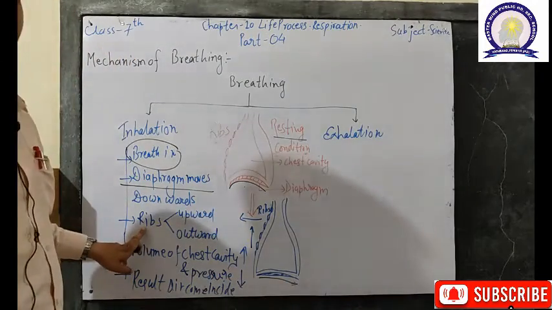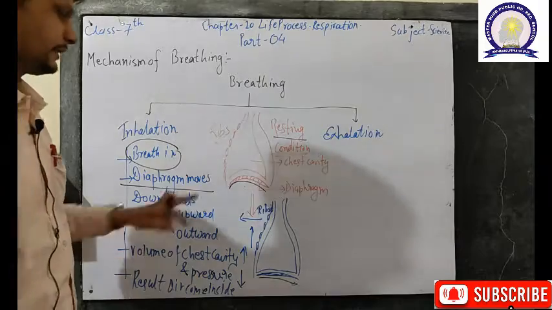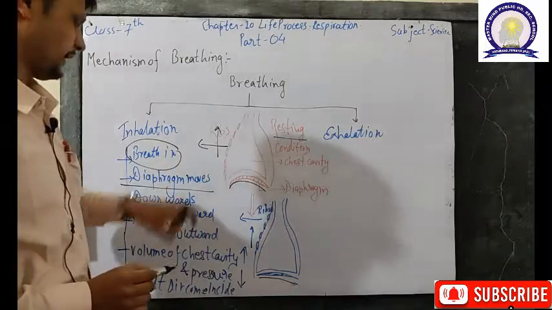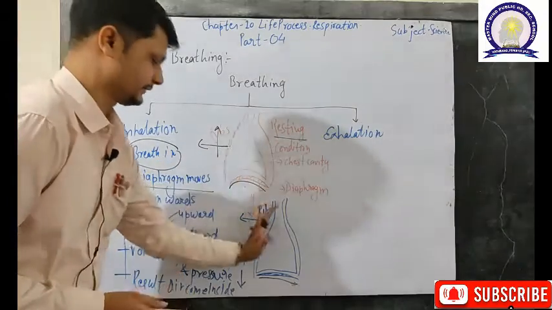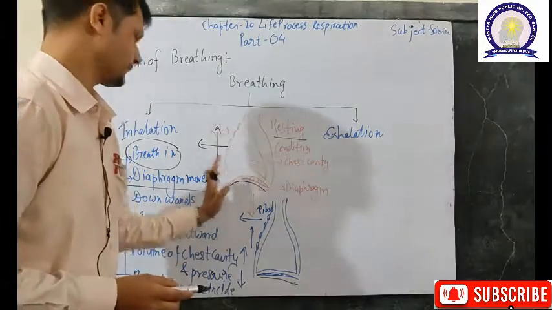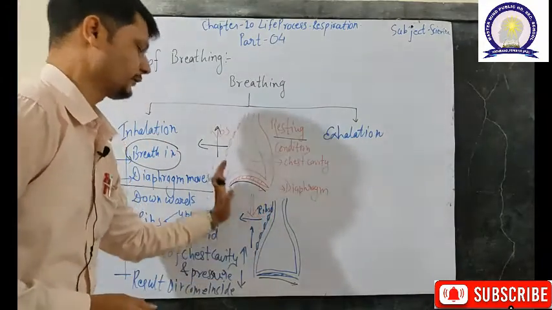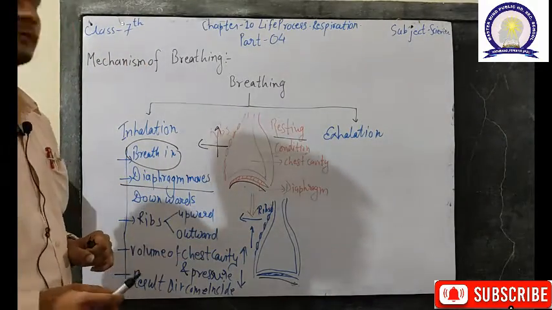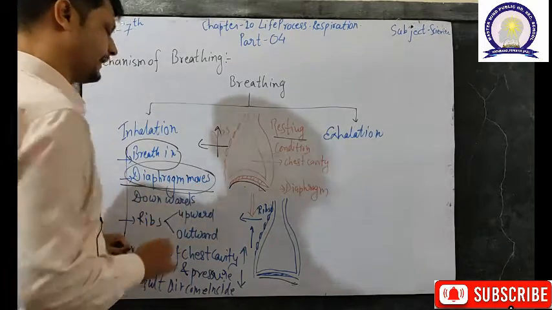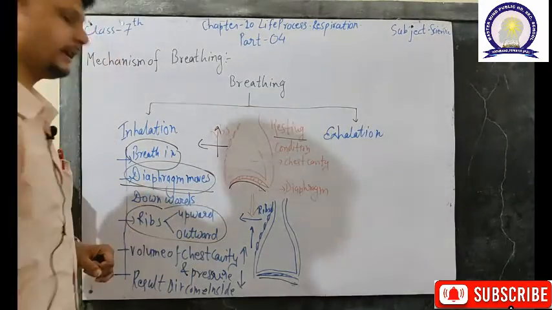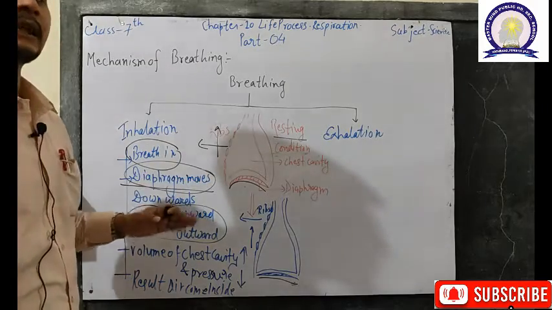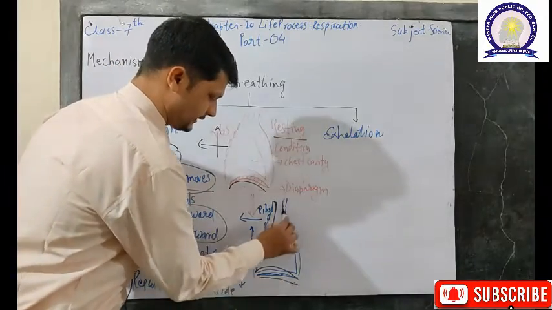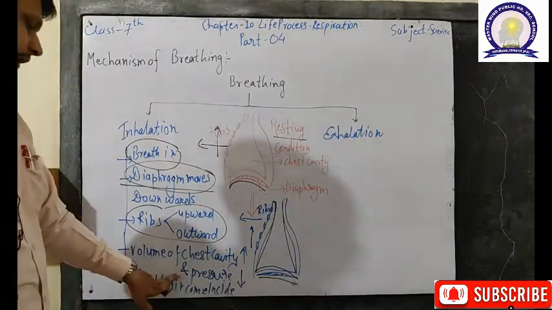And the ribs, what is the movement of the ribs in the process of inhalation? The ribs move forward, outward and upward. So that means something like this. This is the movement of the ribs in the process of inhalation. Now what is the significance of these 2 movements? The diaphragm becoming flat and the ribs moving upward and outward increases the volume of the chest cavity. Here you can see that the volume of the chest cavity increases, and pressure decreases.